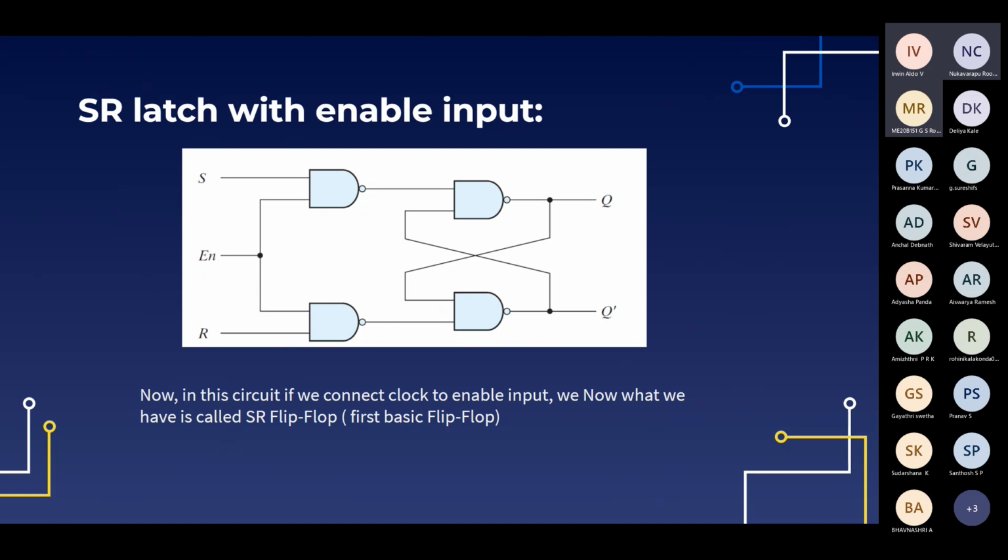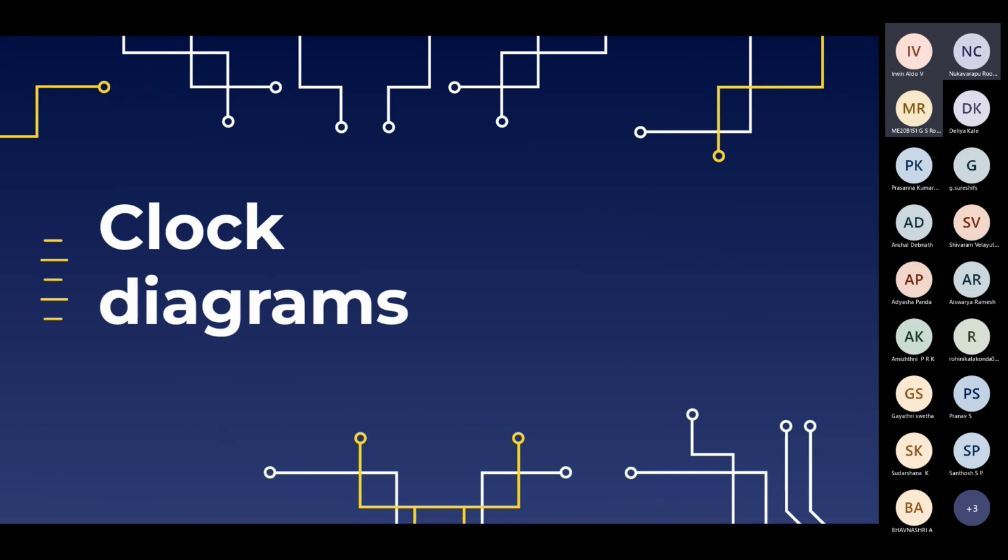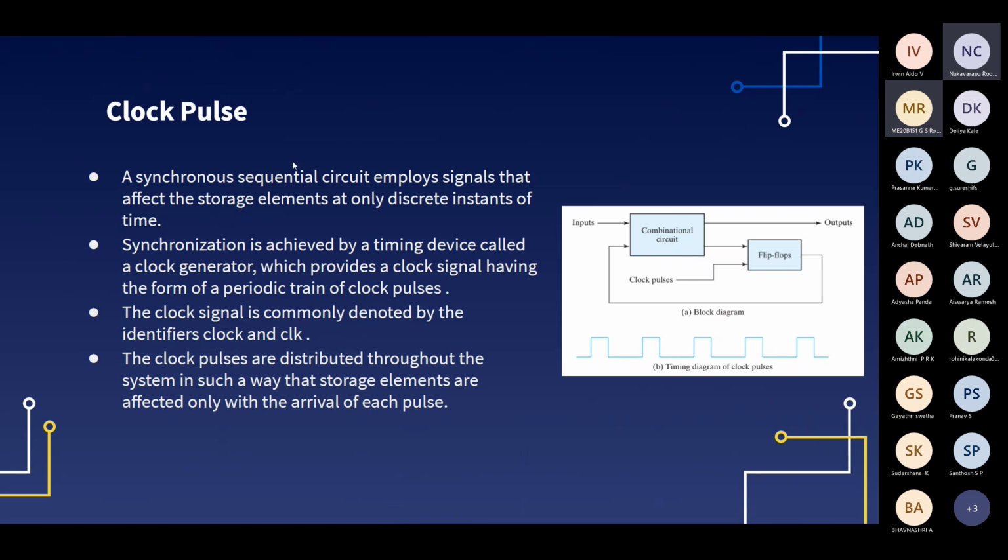It's very important to see what exactly our clock is, because it's the basic operational lifeline of this synchronous sequential circuit. So it's very important to see what exactly it does and what exactly they are. A synchronous circuit only employs signals at discrete intervals of time.